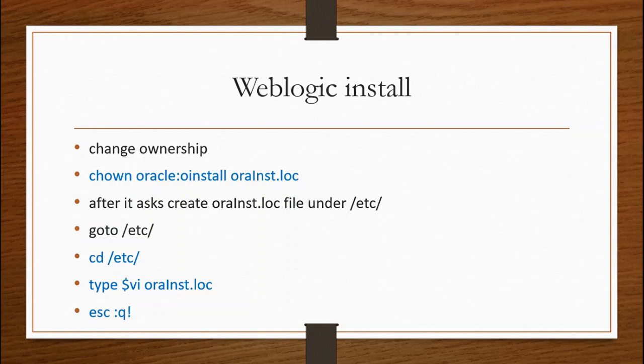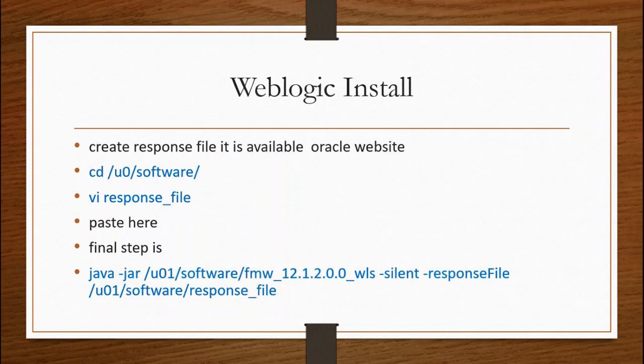On the Oracle install location, after that it asks to create the oraInst.loc file under the etc folder. Go to that, simply open that file and save it. Next, create a response file. It is available on the Oracle website. Simply ask for a response file for the particular version, copy that and paste it in the U01 software response file.